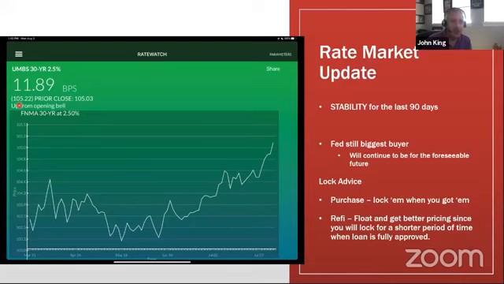I'm trying to think if my math is correct. 1% of $100,000 would be $1,000. Yes, $750. So just between last Monday and today, lenders' income has gone up by $750 on every $100,000 mortgage they did. So on a $400,000 mortgage, we're making an extra $3,000. That's how quickly the market can change.